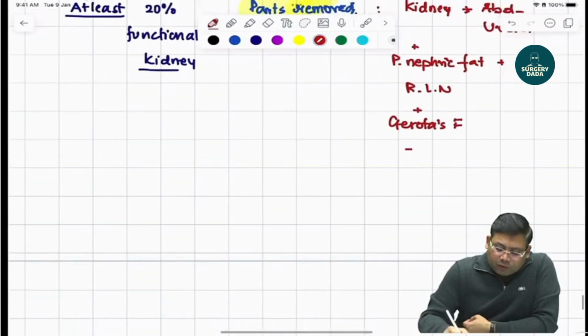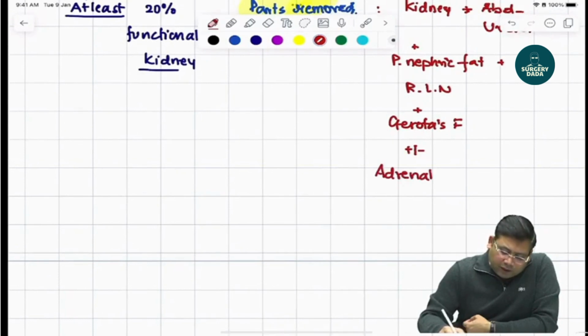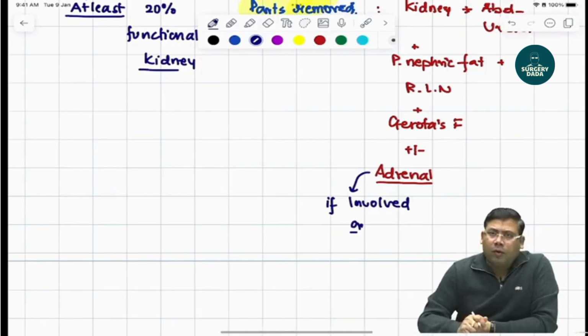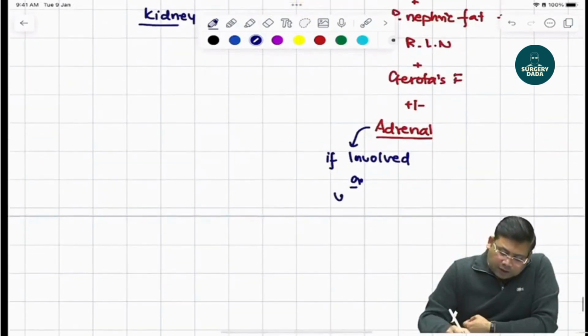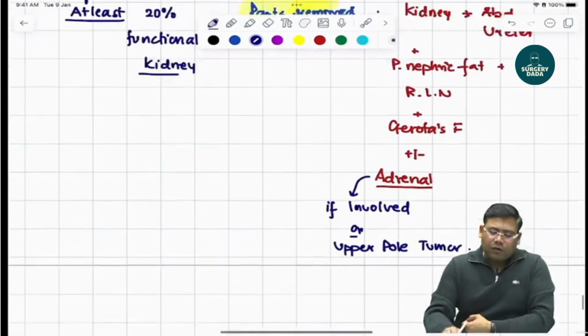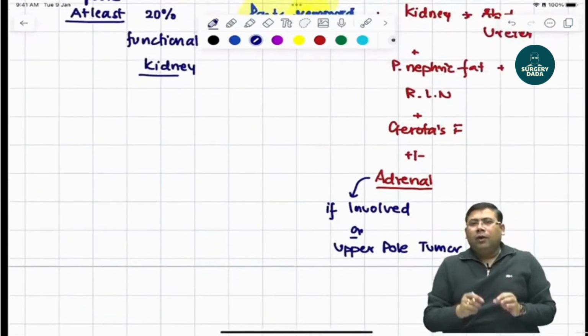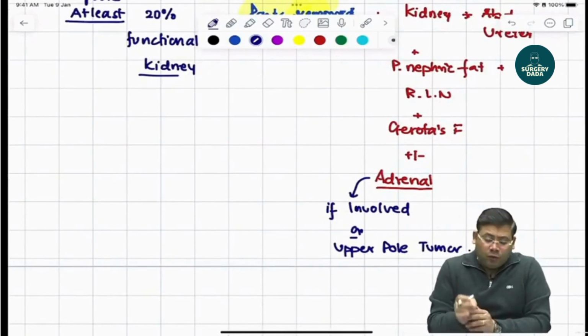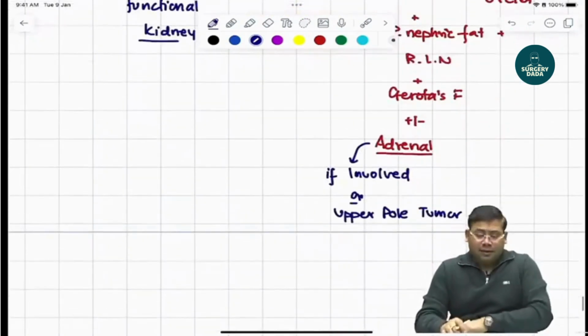Will you remove the adrenal, plus or minus adrenal? So when will you remove the adrenal? This is again a very important question. The adrenal is removed if it is involved, or if it is an upper pole tumor. So if it is an upper pole tumor, you will remove the adrenal, or if the adrenal is involved, then you will remove it. These are two important things you need to understand.